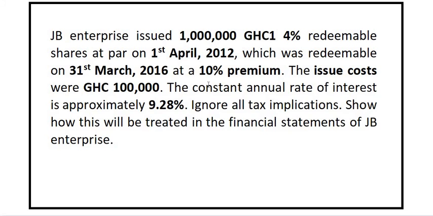A 10% premium means it won't be redeemed at par. It won't be redeemed at 1 million. It will be redeemed at a value which is 10% more than 1 million. You calculate 10% of 1 million, then add it, and that becomes the redeemable amount. So that is what the 10% premium talks about.